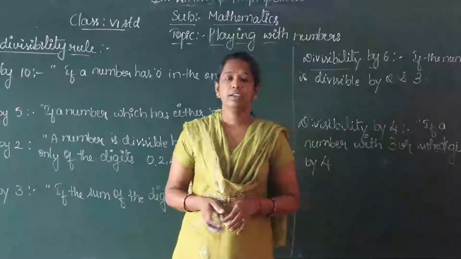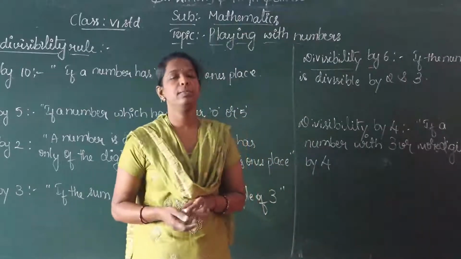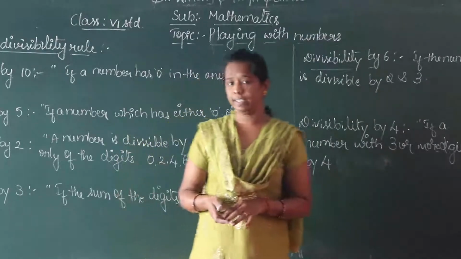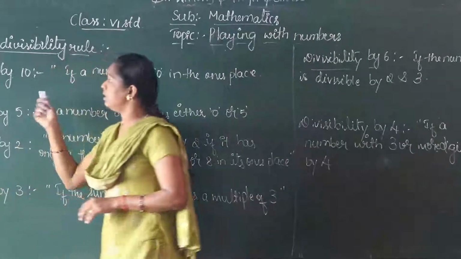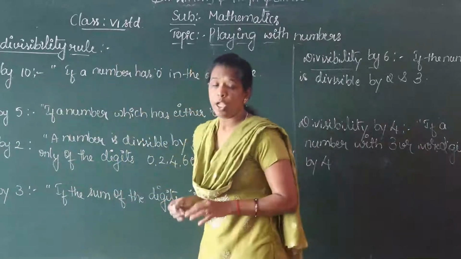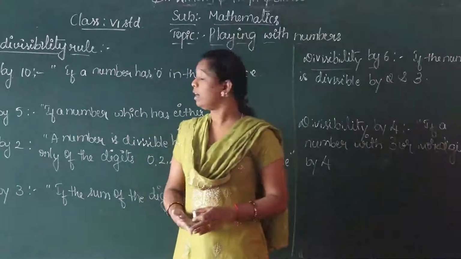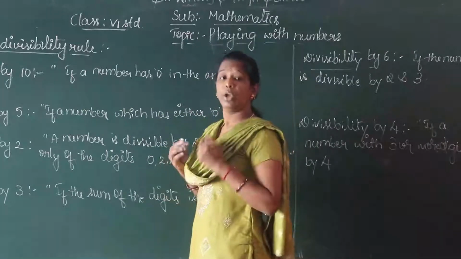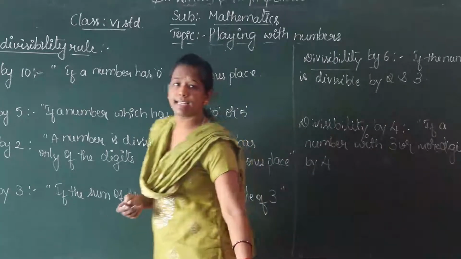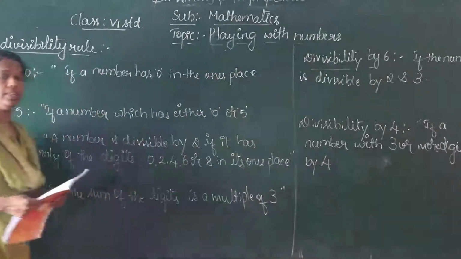Hi children. So today we are discussing the divisibility rules, that is, the tests for divisibility. The first divisibility rule is the divisibility by 10. You know that if the number has 0 in the unit place, then it is easily divisible by 10.